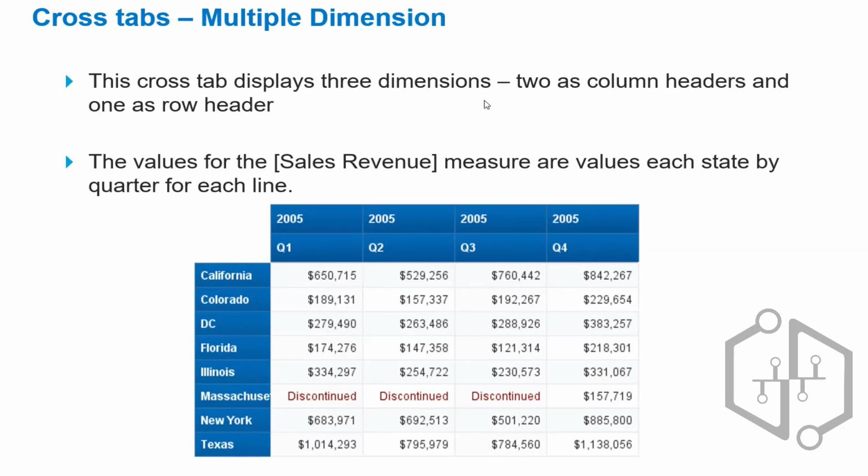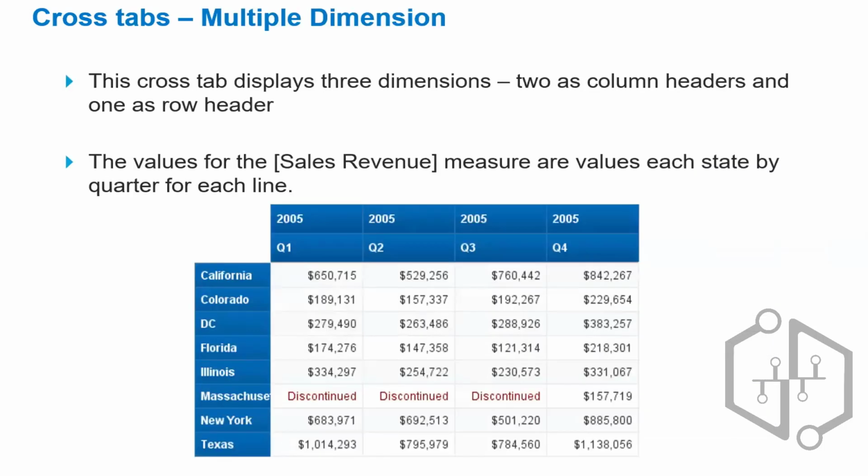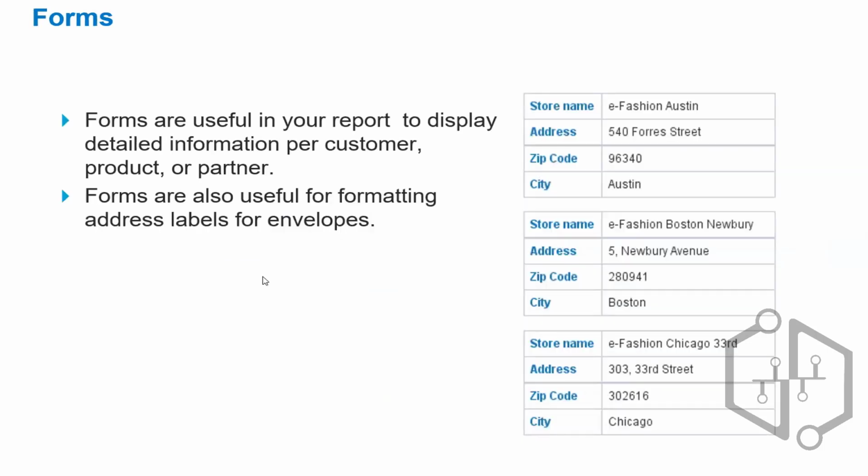This cross tab displays 3 dimensions, 2 as columns. So these are the columns: year and quarter as column headers and 1 as row header, that is state. The values for the sales revenue measure are displayed for each state by quarter for each year. So it is like a cross tab. So we have vertical tables, horizontal tables, cross tabs, which are single dimension and multiple dimension.